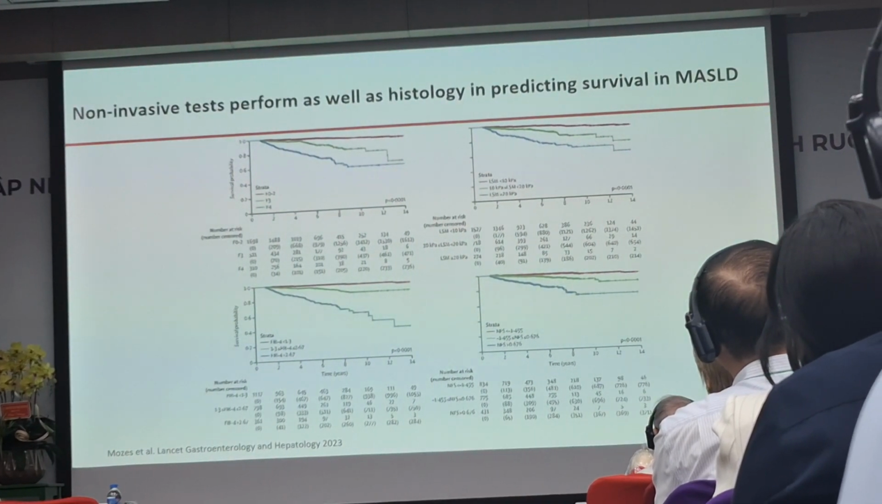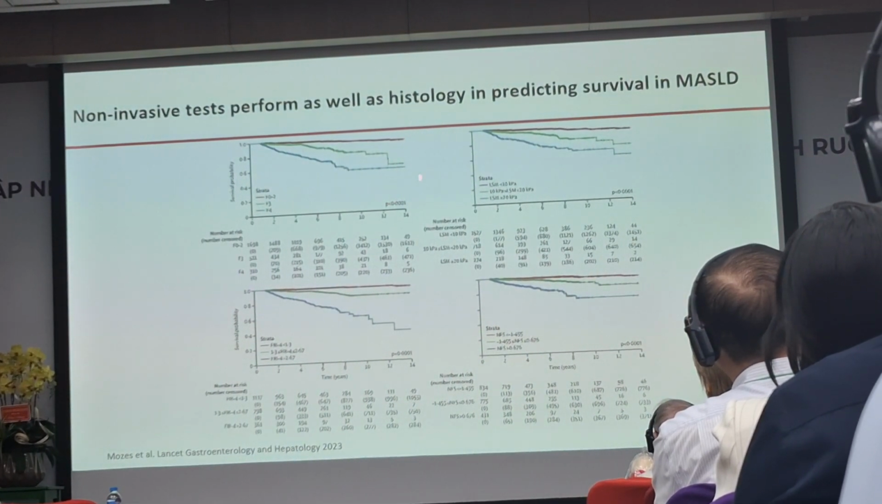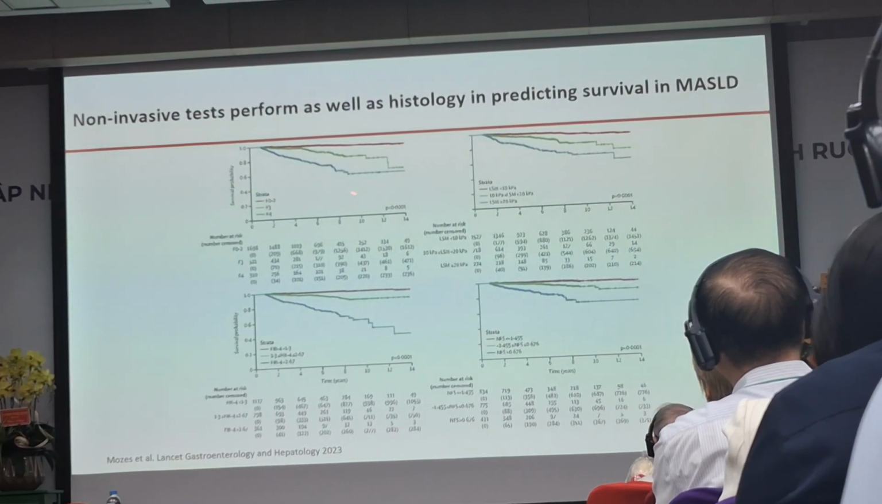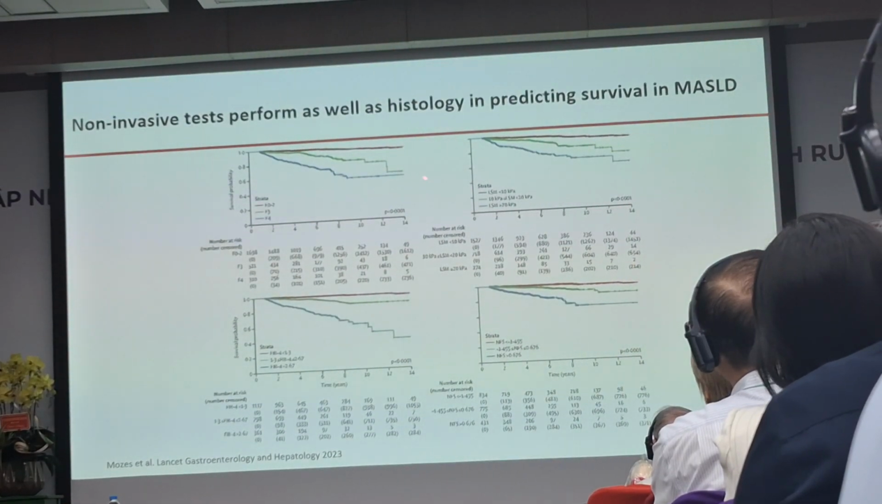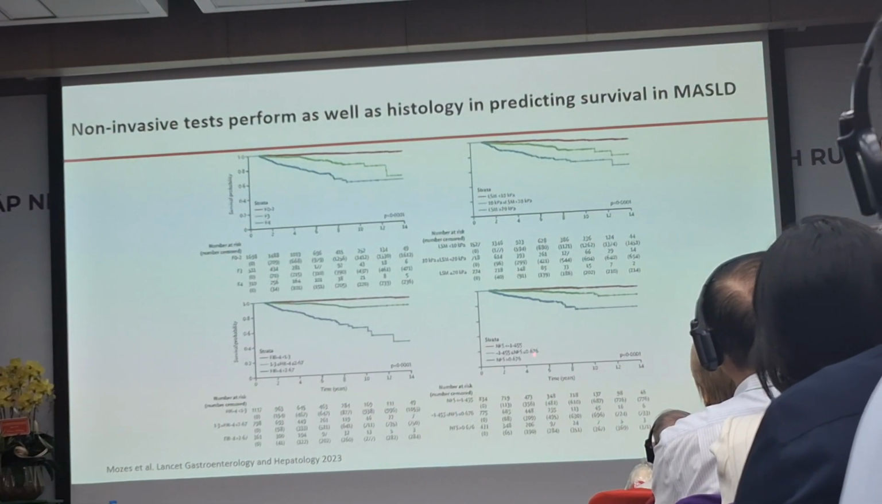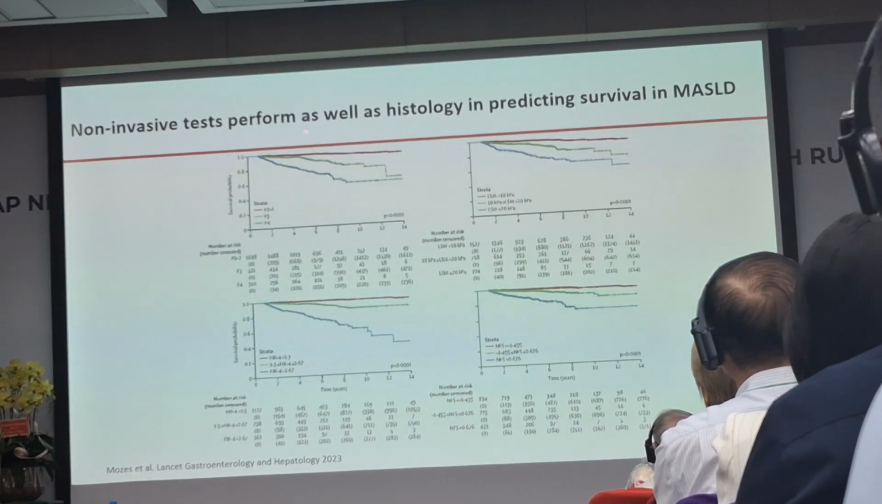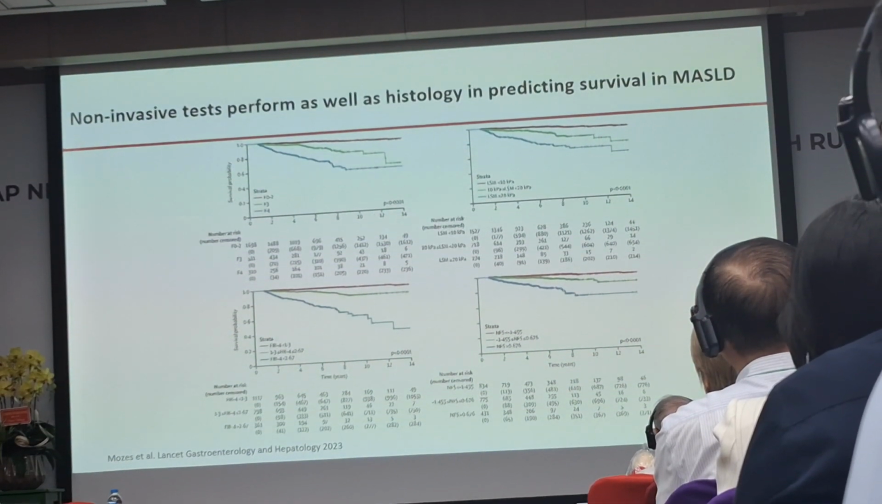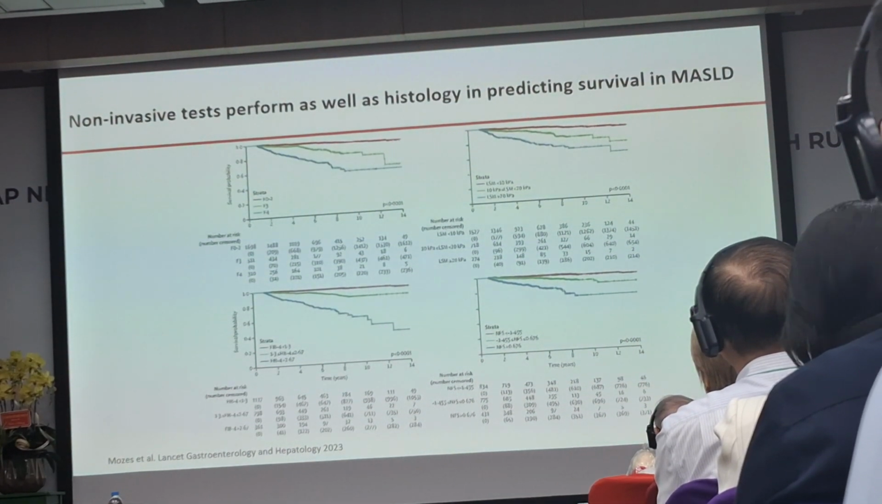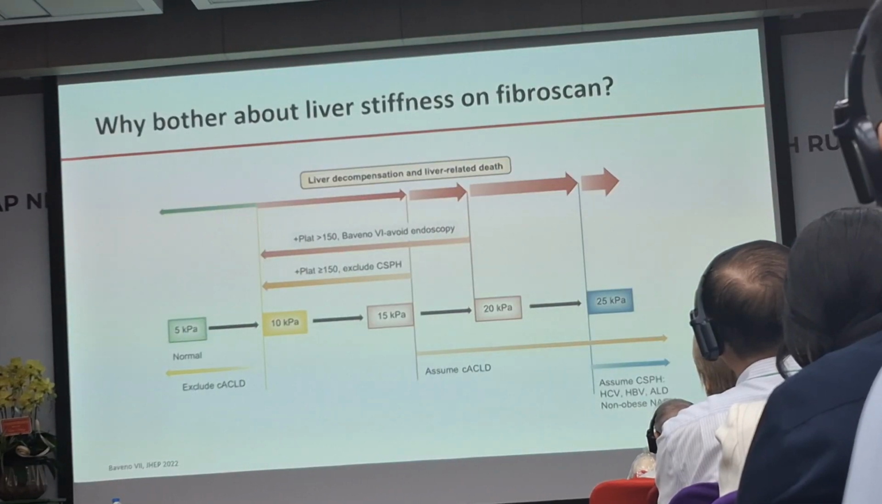And you can see that this graph right here is liver biopsy. But you can see that if you do things like FibroScan, fibrosis 4 index, they can prognosticate survival in fatty liver disease as well as the liver biopsy. So we're moving away from liver biopsy.